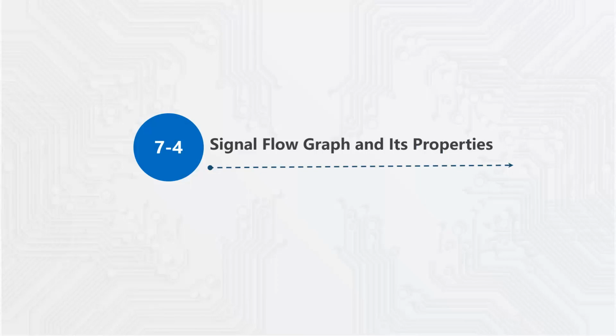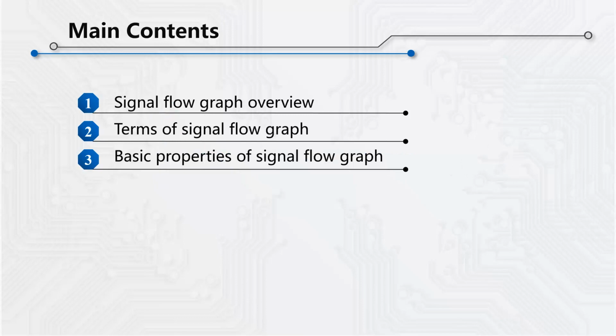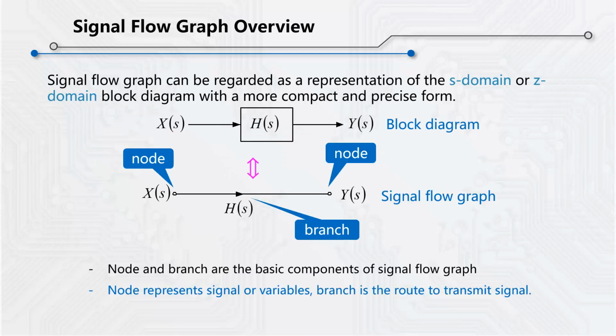Hello everybody. We'll introduce the signal flow graph and its properties in this lesson. After the introduction of some basic concepts about the signal flow graph, we'll introduce the main terms and main properties of signal flow graph systematically. Firstly, let's talk about what a signal flow graph looks like.